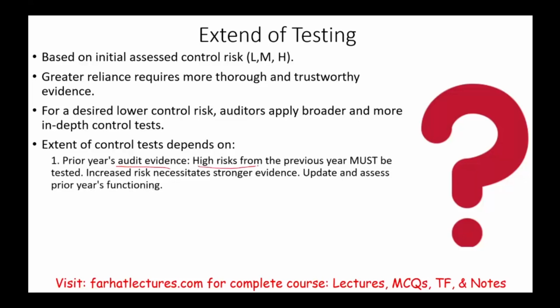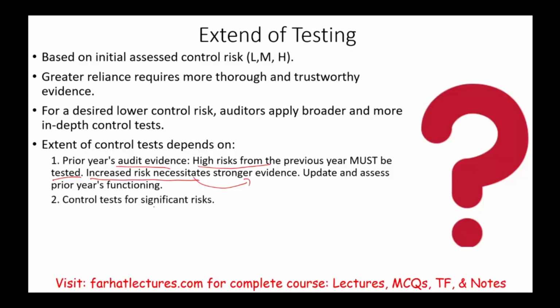High risks from the previous year must be tested. If from the prior year we identified an area that's high risk, we're going to test that area more. Increased risk, generally speaking, necessitates stronger evidence. The higher the risk, the more work we have to do. Then what we have to do is update and assess the prior year's functioning. If the area is better now, the risk is gone, they fixed it, then we have to update our assessment.